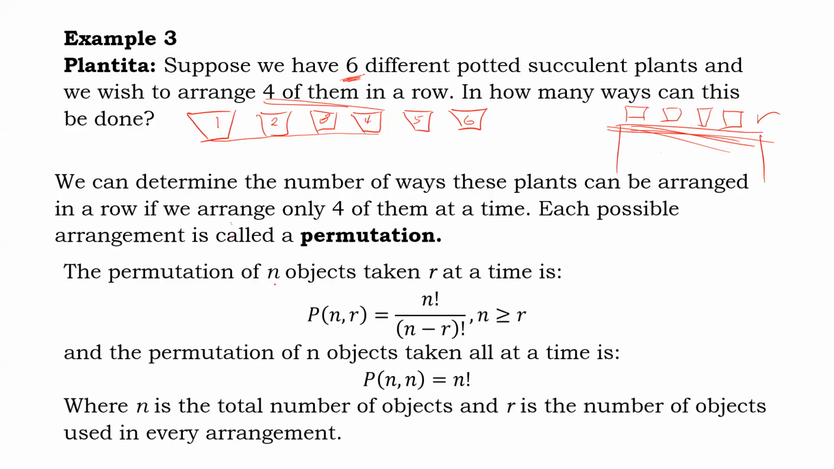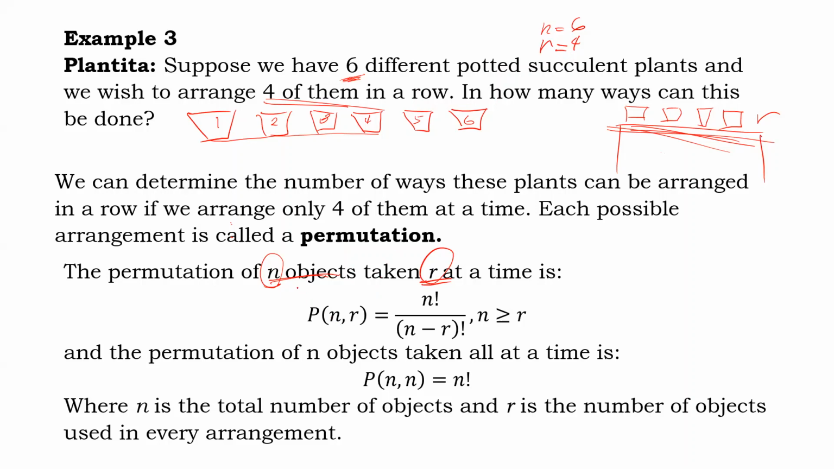Okay. The permutation of n objects, the n here is the total number of objects. So in this case, what is the total number of potted succulent plants? We have here 6, or 6 taken r at a time. The r here is how many objects you arrange per arrangement. So in this example, our per arrangement is 4. So your r, or the value of r, is 4.